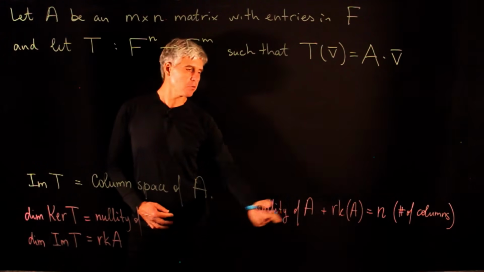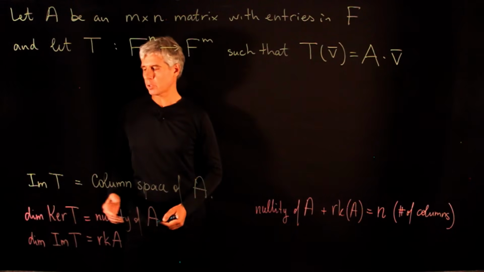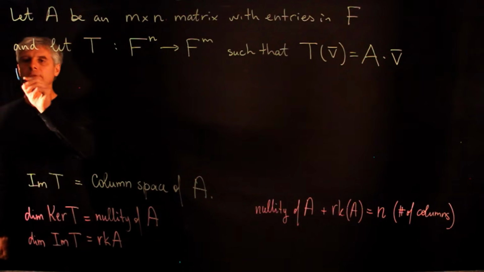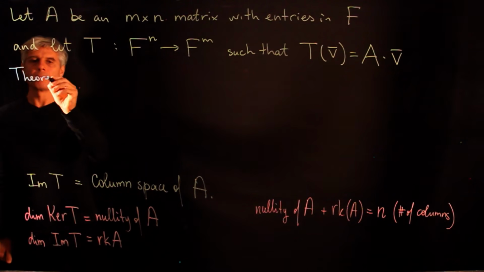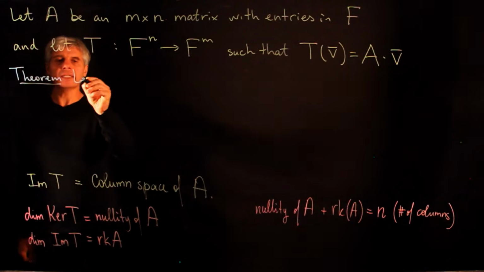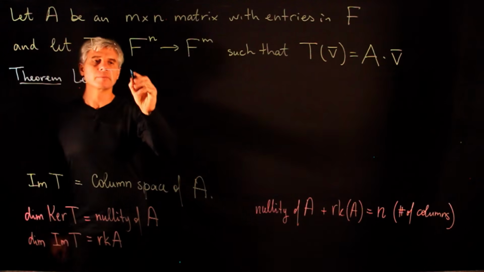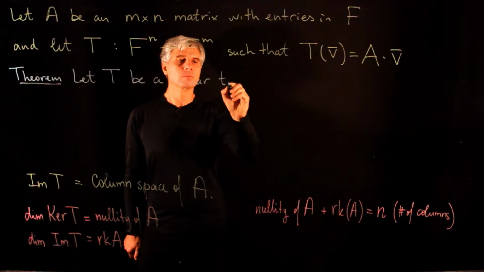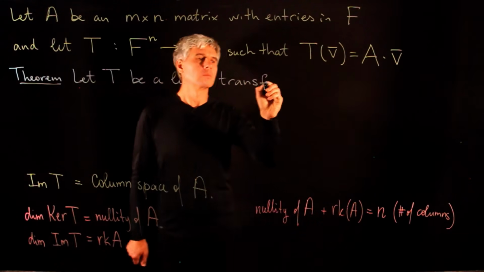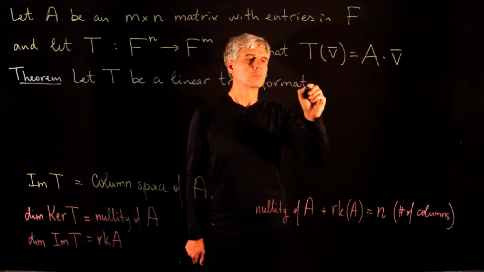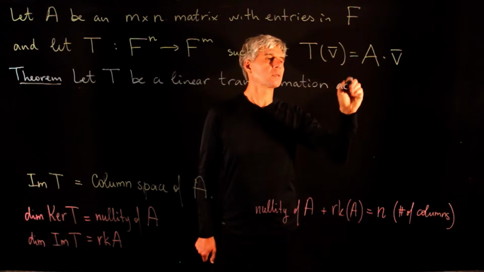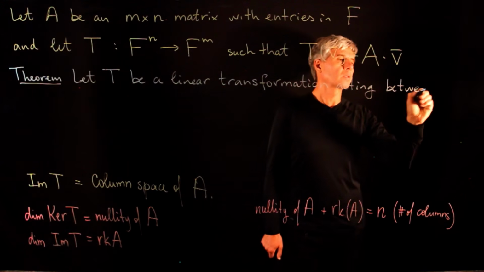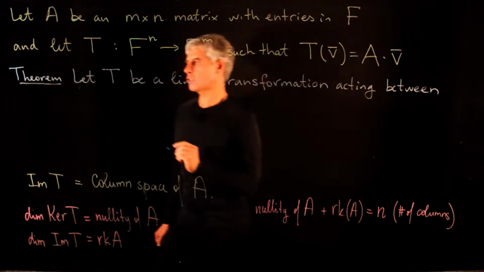Now we can rewrite this formula in terms of the kernel and the image of a linear transformation. So we obtain the following theorem. Let T be a linear transformation acting between finite dimensional vector spaces.